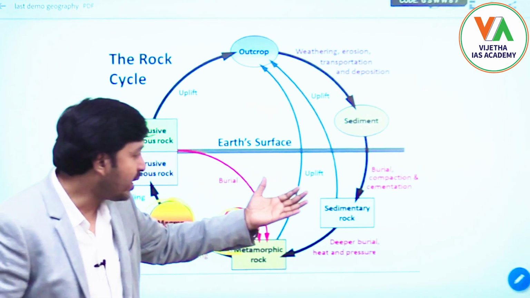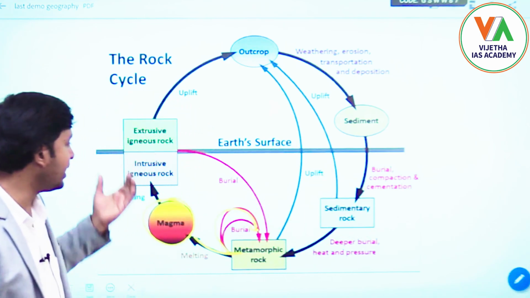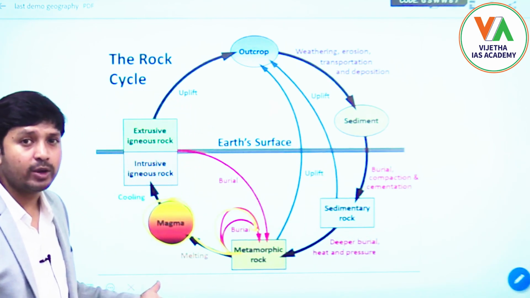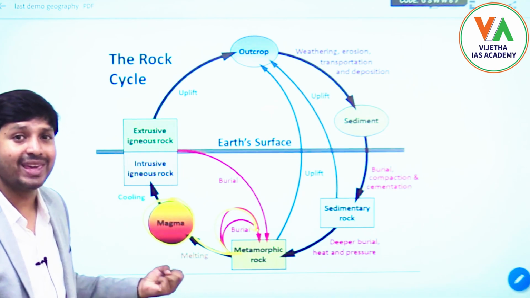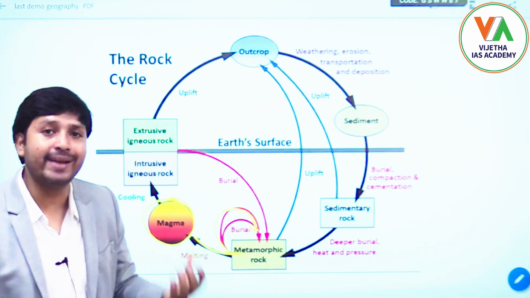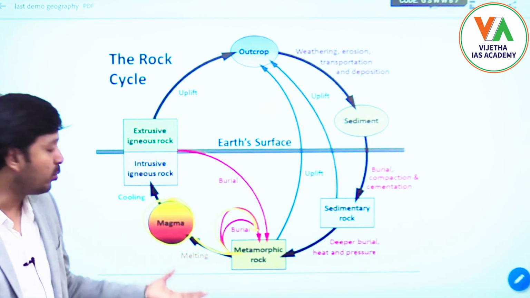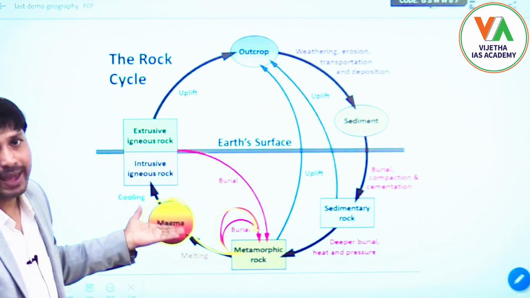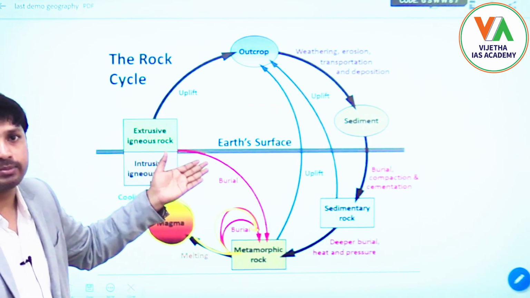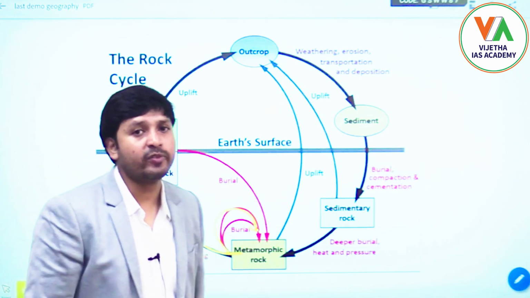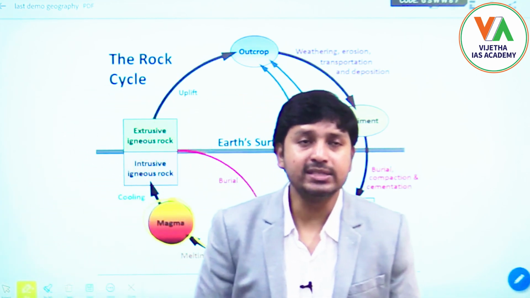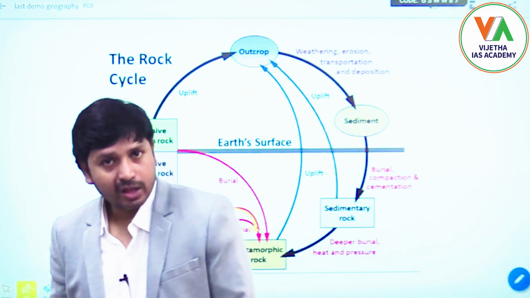And once these rock systems go further below the earth's surface, because of high temperature, all these three rocks can be melted and convert once again into magma, and from that magma a new rock system of igneous, sedimentary and metamorphic rock can be formed again. Is it clear? This is the entire rock cycle.